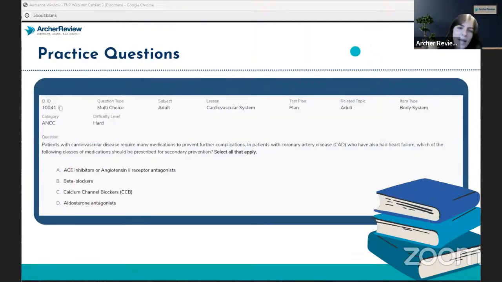Okay, so first question, go ahead and put answers in the chat for me. A patient with cardiovascular disease requires many medications to prevent further complications. So remember prevention, right? In patients with coronary artery disease who also have heart failure, which of the following classes of medications should be prescribed for secondary prevention? You can select all that apply. So ACE inhibitors or ARBs, beta blockers, calcium channel blockers, or aldosterone antagonists. Go ahead, put your answer in the chat for me.